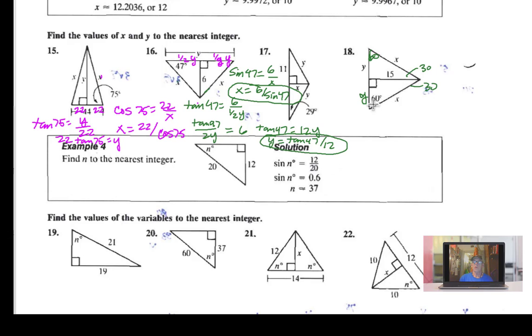So we got a 60-degree angle as our reference. 15 is opposite. Hypotenuse we don't know. So I could say sine of 60 equals 15 over x. So x is going to be 15 divided by sine of 60.